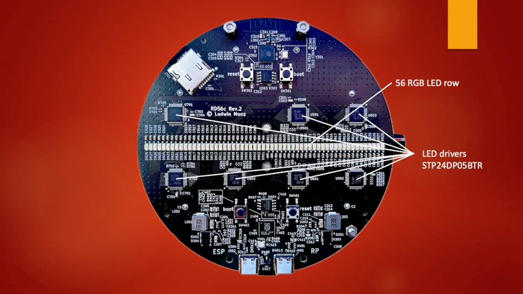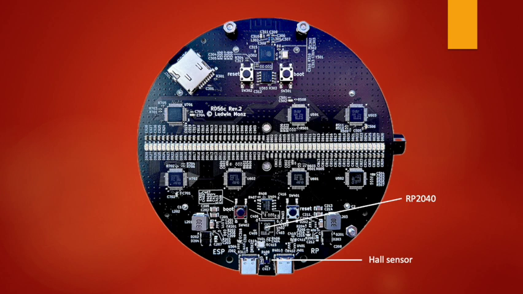56 RGB color LEDs are arranged in the middle of the display. They are controlled by 7 LED driver chips, which in turn receive their data via an SPI interface. The SPI bus operates at a high clock frequency of about 20 MHz, which enables a high update rate of the LEDs.